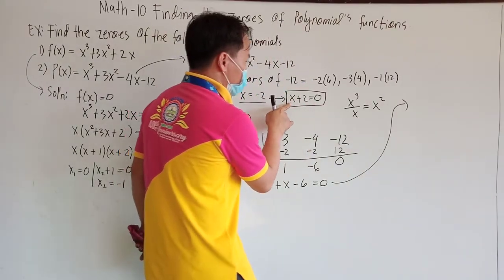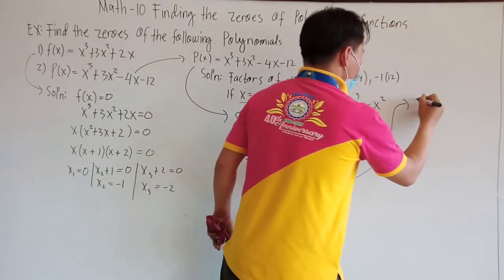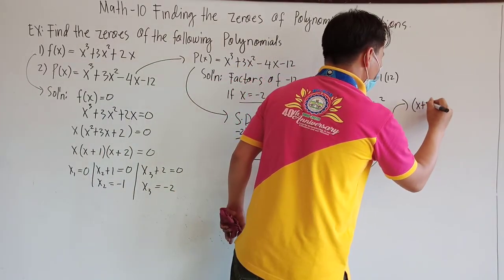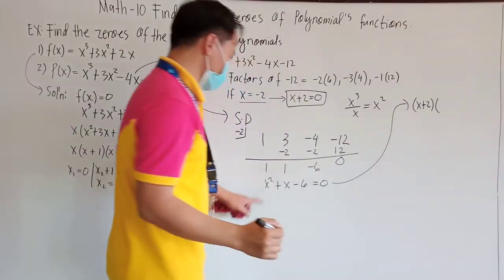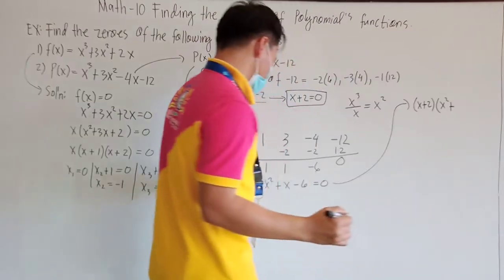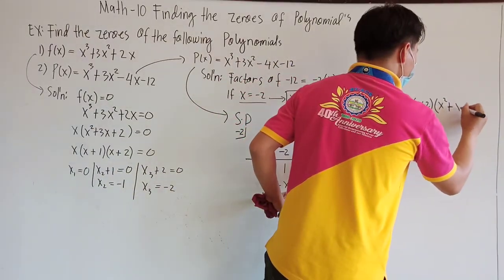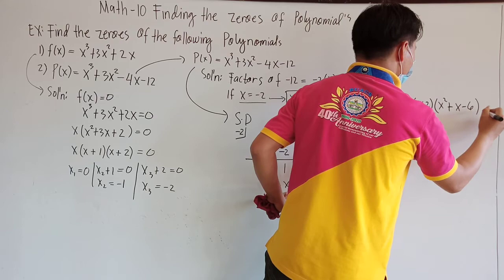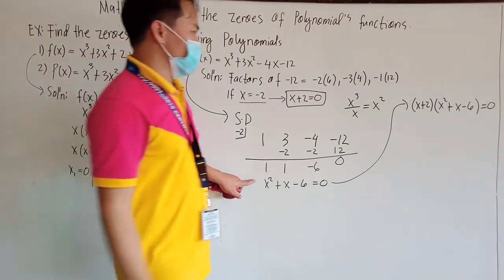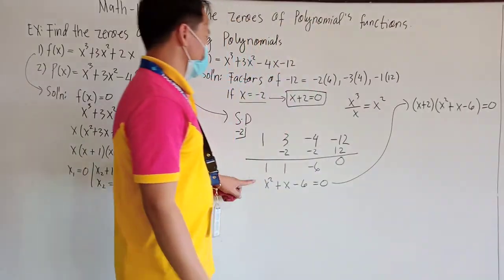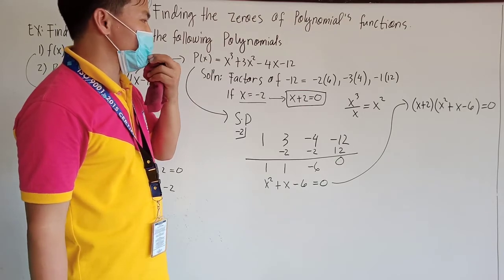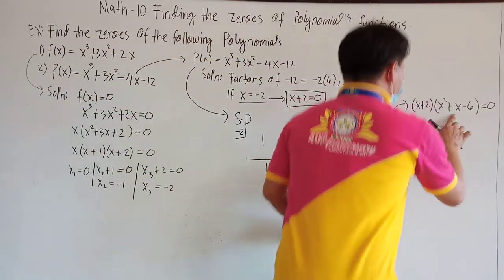Because we used x plus 2, if we are going to write the factors, we have x plus 2 times x squared plus x minus 6 equals 0. If you multiply everything, you get back the function x cubed plus 3x squared minus 4x minus 12. Then this one is actually factorable.